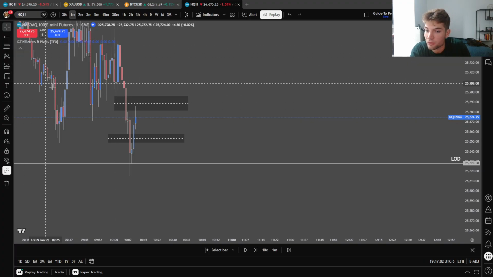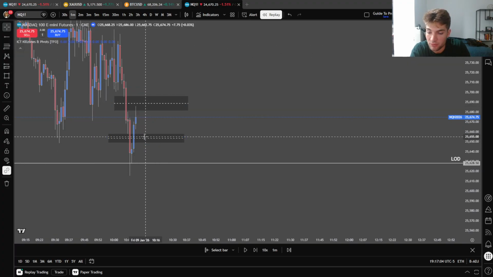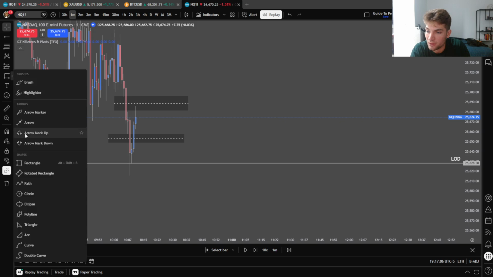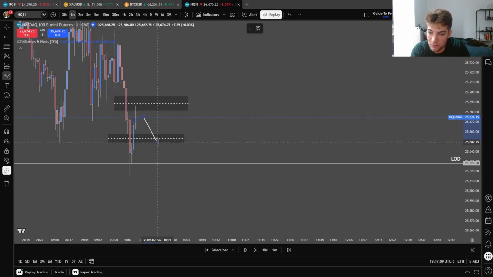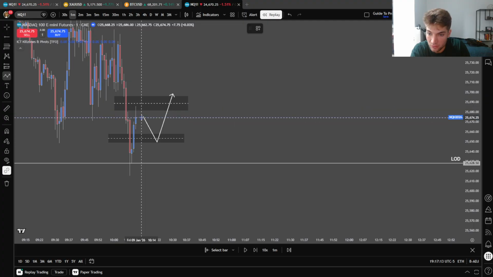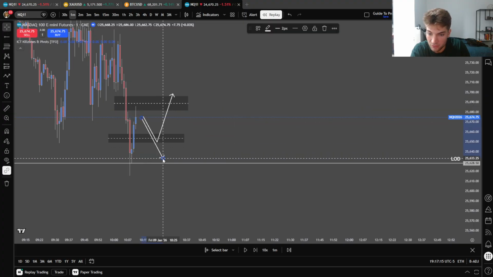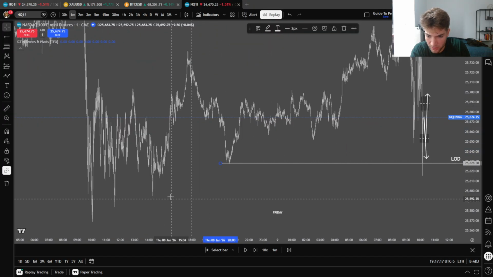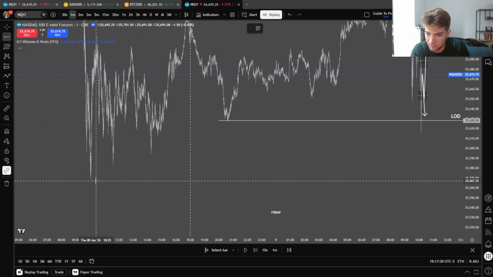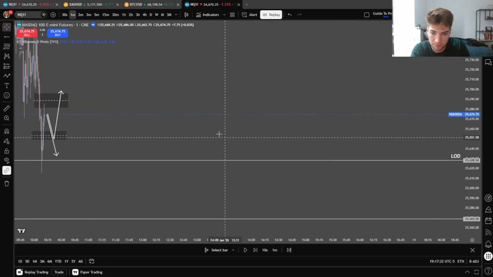Now we have two options here. We either make a move lower, respect this 1-minute BPR, and then continue higher, something along the lines of this, and ideally close above this one if we want to be long. Or in this case, we just want to disrespect this 1-minute BPR, get a strong closure down here because we have very clear targets all the way down here.